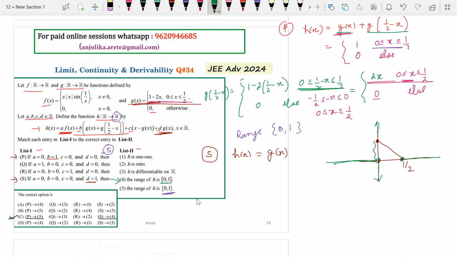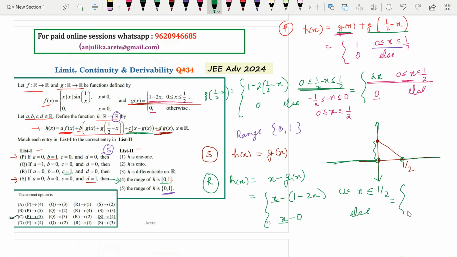Now let's go to the R option because R is only dealing with g. See, c is 1, so my h of x is x minus g of x. Now how is this function looking? You have to just subtract g from x. So I'm writing x minus g of x. What is that? It is x minus 1 plus 2x when x lies between 0 and half, and x minus 0 otherwise. So what is this function? Very nice.